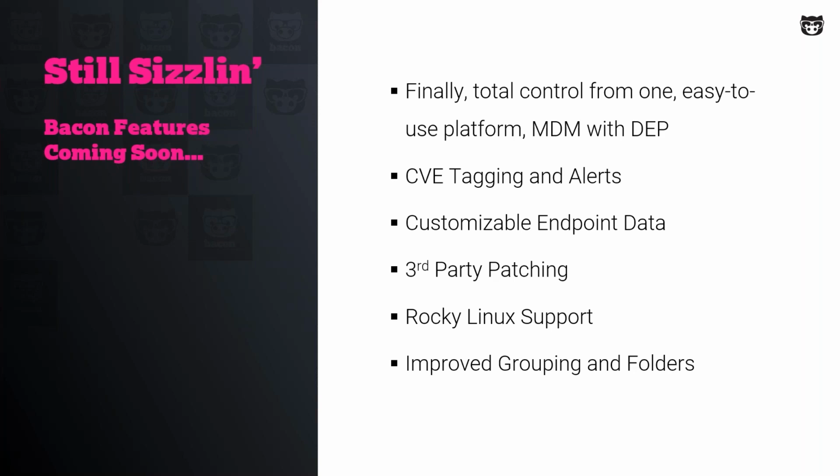All of that will be coming together, as well as improved grouping in folders and an amazing customizable endpoint data feature, where you can gather information we never even thought of before from machines and put it in searchable columns, just like the one you saw on our endpoints page, and really customize the tool to your needs even more. So that's what's coming in Bacon.